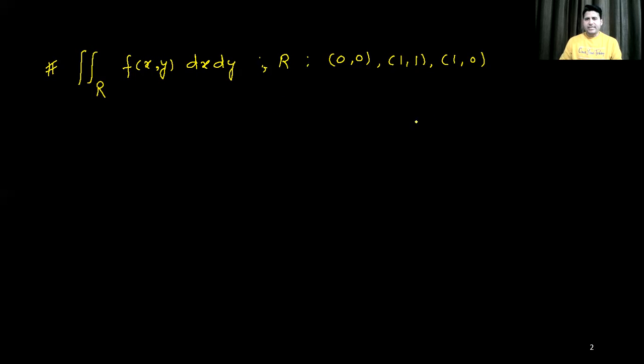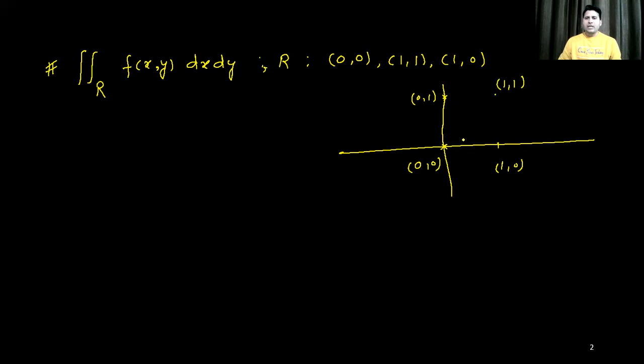Now let us draw these three points. We have three points, namely (0, 0), (1, 1) and (1, 0). (0, 0) is the point which lies on the origin. (1, 0) is the point which lies on the x-axis, somewhere over here. (1, 1) means the distance on the x-axis is 1 and on the y-axis is also 1. So if this point is (0, 1), then this point will be (1, 1). So I have drawn the three points (0, 0), (1, 0) and (1, 1).